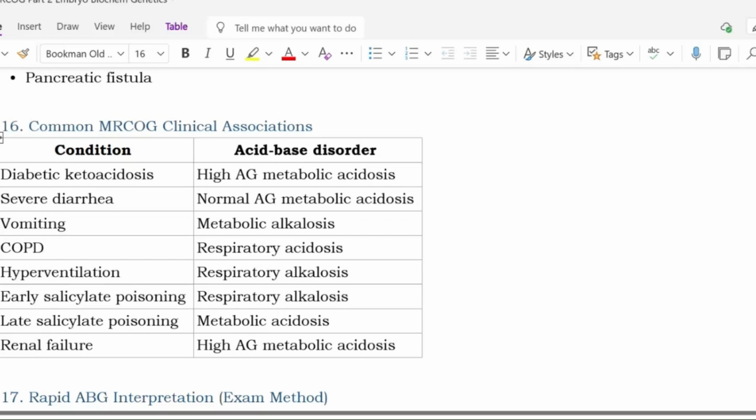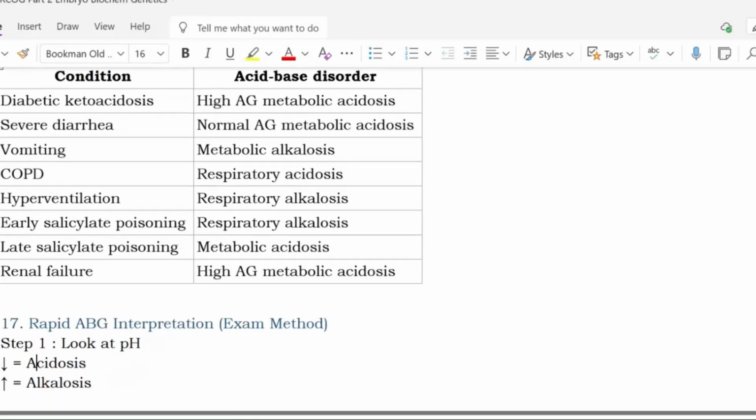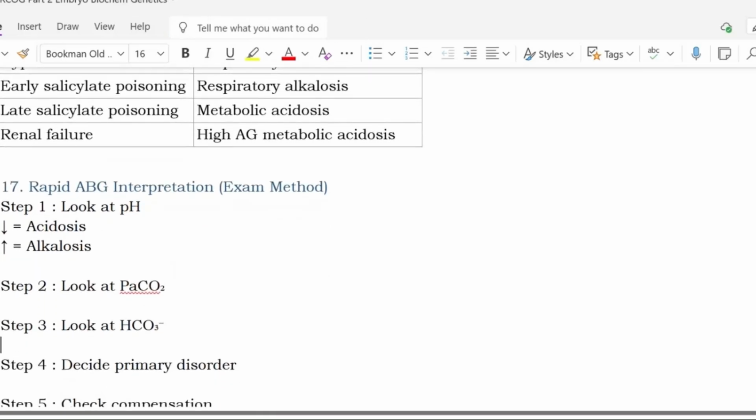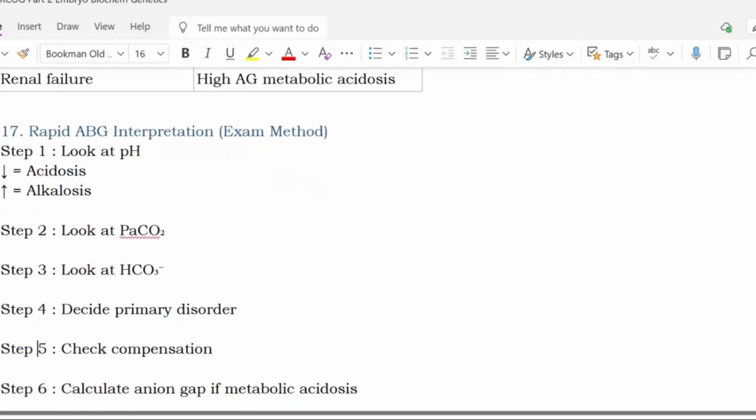If it is a case of severe diarrhea, you will get metabolic acidosis, but with a normal anion gap. Okay, COPD, respiratory acidosis; hyperventilation, respiratory alkalosis. Early salicylate poisoning, respiratory alkalosis; late salicylate poisoning, metabolic acidosis; and renal failure, high anion gap metabolic acidosis. Renal failure is a high anion gap metabolic acidosis.